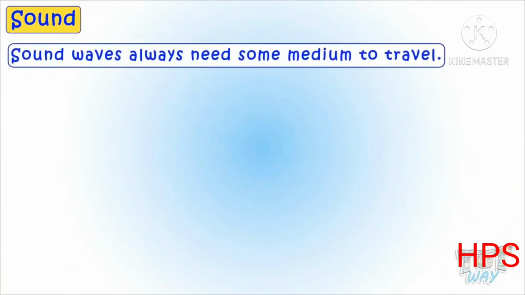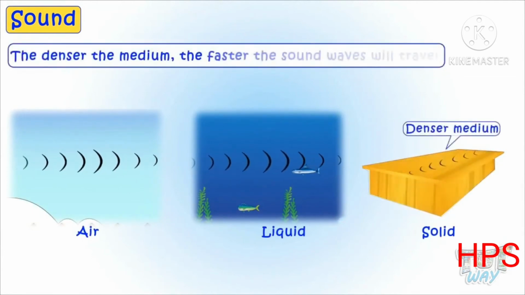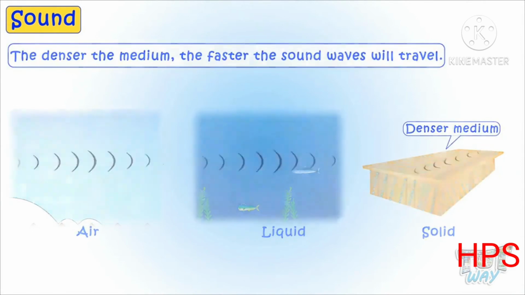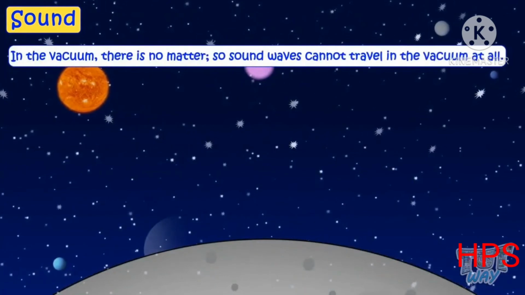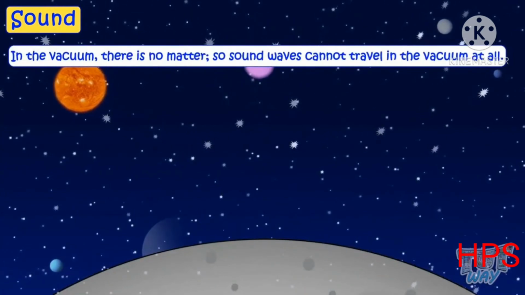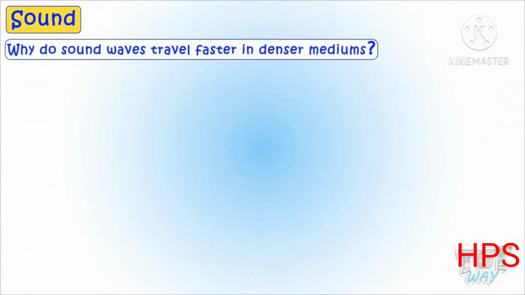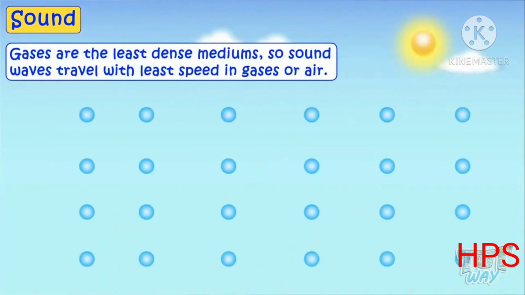Sound waves always need some medium to travel. Medium can be air, liquid or solid, and the denser the medium, the faster the sound waves travel in the medium. Right, we know very well in the vacuum there is no matter, so sound waves cannot travel in the vacuum at all. Now we will see why sound waves travel faster in denser medium.